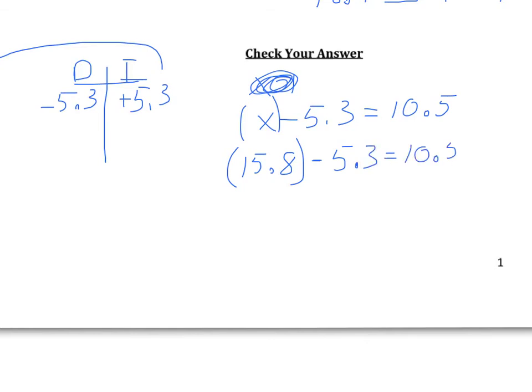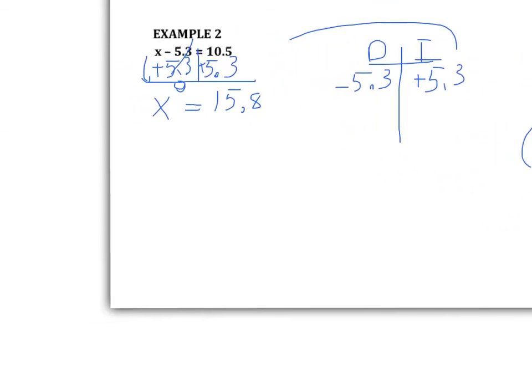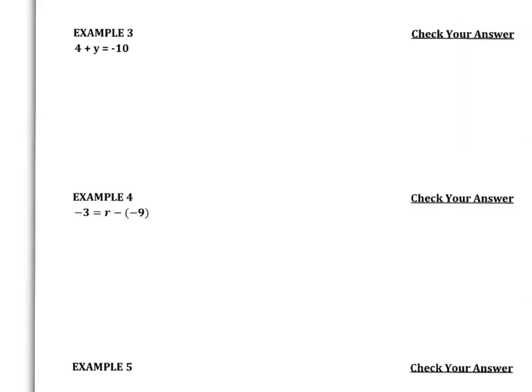Do this quickly on your calculator. 15.8 minus 5.3, and you will get 10.5. So the question is, does 10.5 balance out with the right-hand side? The answer is yes. Because our equation balanced with that answer that we plugged in, with that 15.8, we know that 15.8 is the correct answer to this.